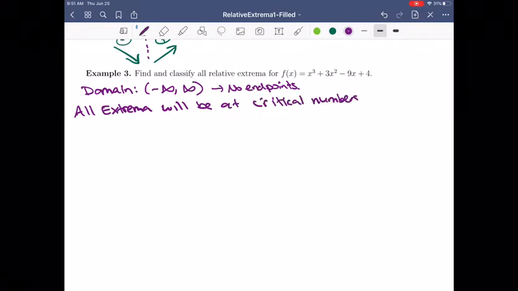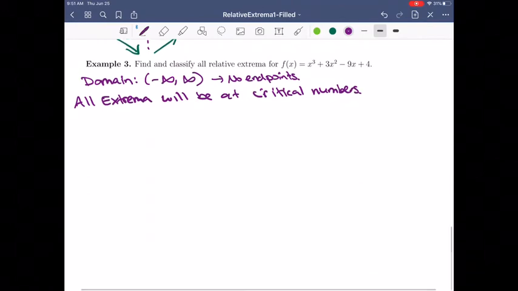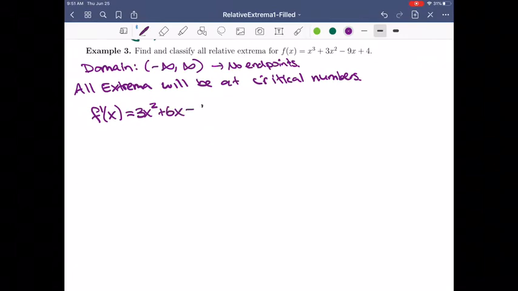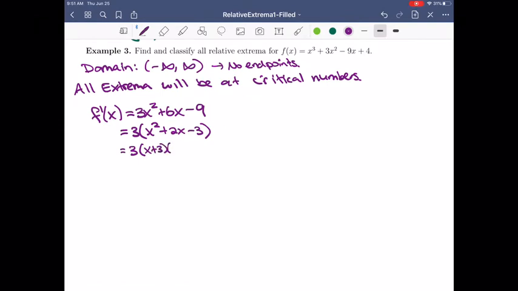So we want to find the critical numbers. How do we do that? Take the derivative, set it equal to 0, same thing we were doing before. The derivative is 3x squared plus 6x minus 9, which if I simplify, I can factor out a 3. So it's 3 times x squared plus 2x minus 3, which is going to be 3 times x plus 3 times x minus 1 in the factored form.